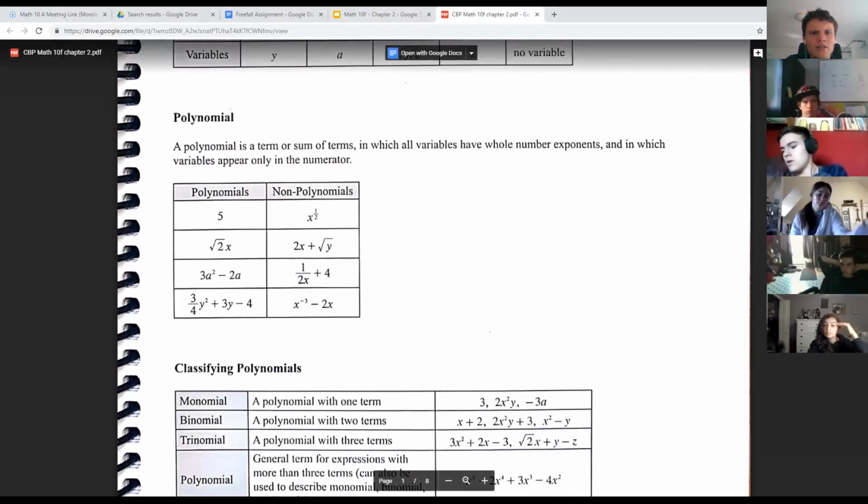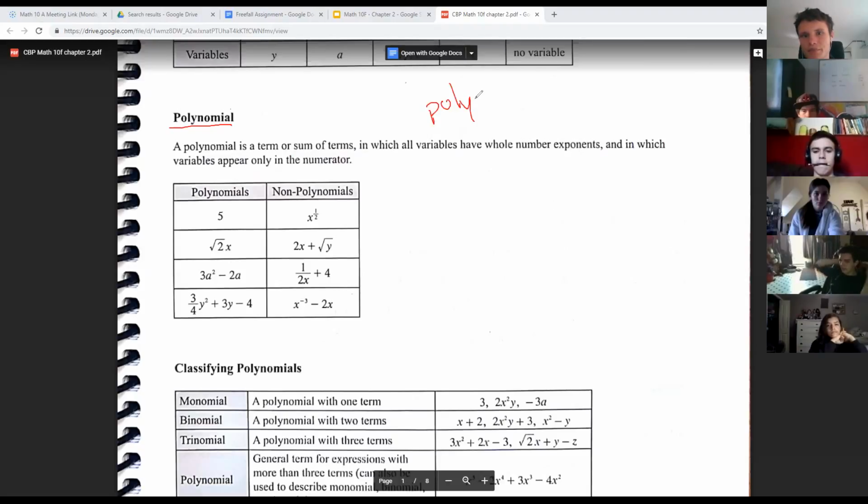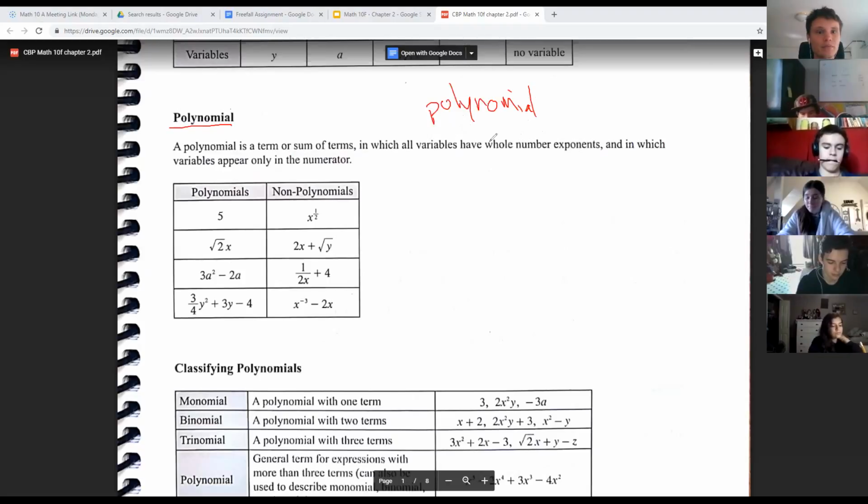Next up, a polynomial. Polynomial, this is kind of the whole chapter is about polynomials. A polynomial is a term or sum of terms in which all variables have whole number exponents and in which variables only appear in the numerator. So we got some rules that tell us what a polynomial is. First of all, that term polynomial, poly means many. Did we talk about this in class already? Maybe not. Poly means many. Nomial means names, right? So many names or many terms. Okay, many terms.